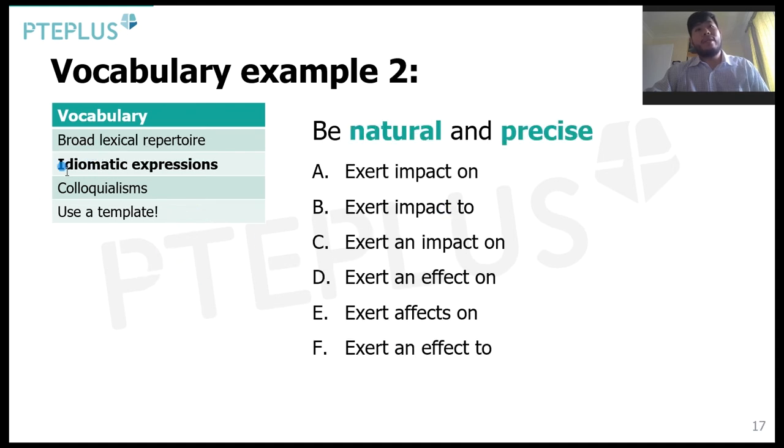The second example is idiomatic expressions. So idioms help us sound more natural in our language use, right? So have a look at these examples. You can pause the video now to have a look and pick which ones you think are the most natural and precise. Yep, welcome back. It's exactly right. It's exert an impact on and exert an effect on. The others just don't sound so natural, and the others are just things that native speakers would not likely be using. For example, exert impact on. Native speakers just do not pair words like that together. They don't pair things like exert an effect to. So only these 2 are sort of natural and precise.